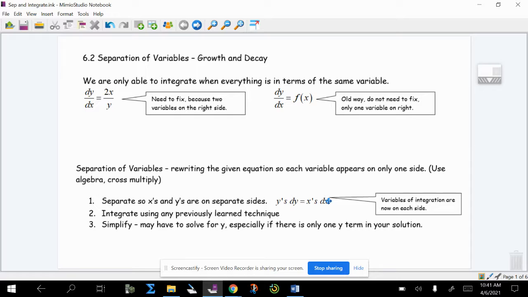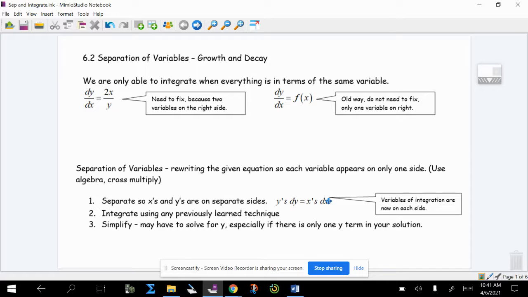But now, instead of having them all be in terms of one variable, usually x, we're going to look at what happens when you have derivative equations that are in terms of x's and y's. So it's kind of like the idea with implicit differentiation. We were trying to differentiate with a bunch of x's and y's. Well, now we're trying to work backwards and integrate, but our x's and y's are jumbled up.